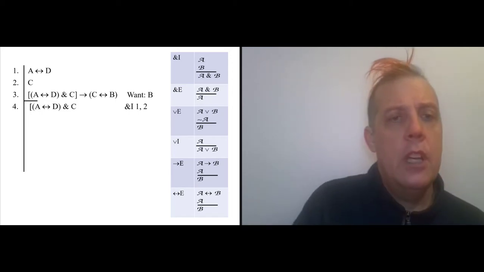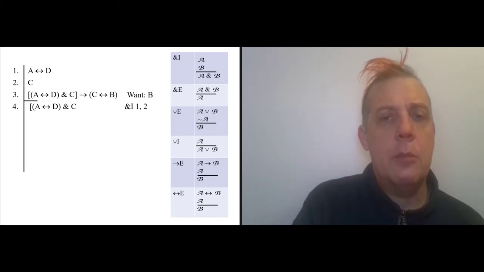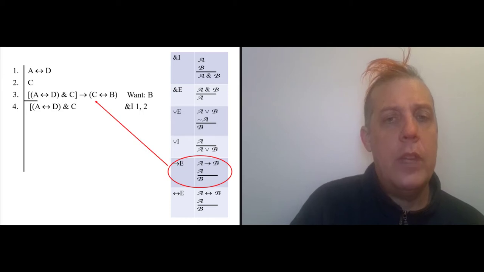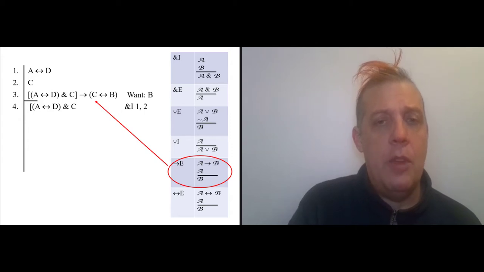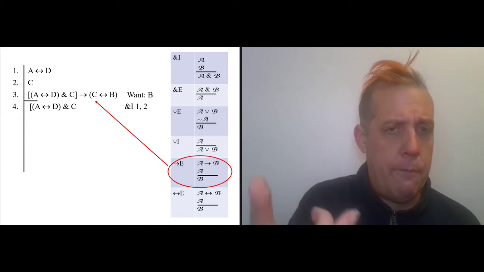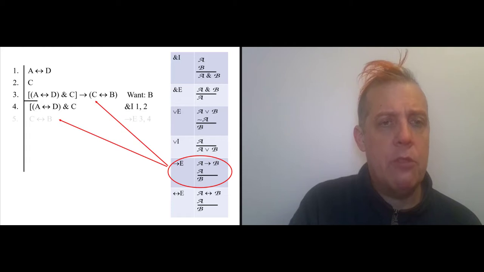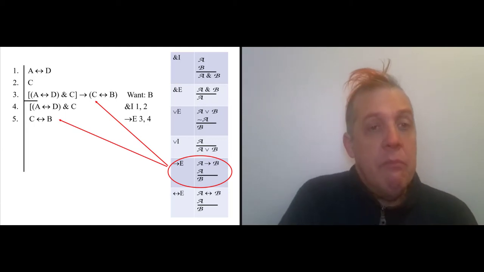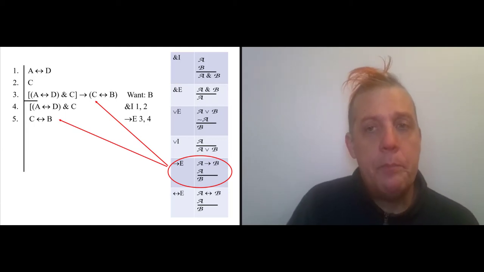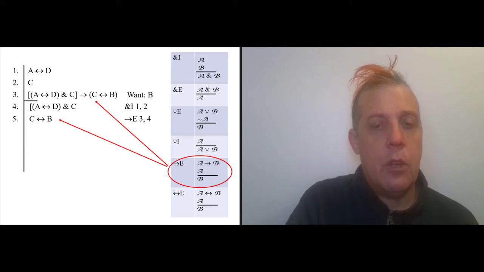Okay. Now we can think about another rule. We can apply conditional elimination to line 3 and line 4. We bring the result over here, and we get, excuse me, C if and only if B. So now we're cooking with gas.